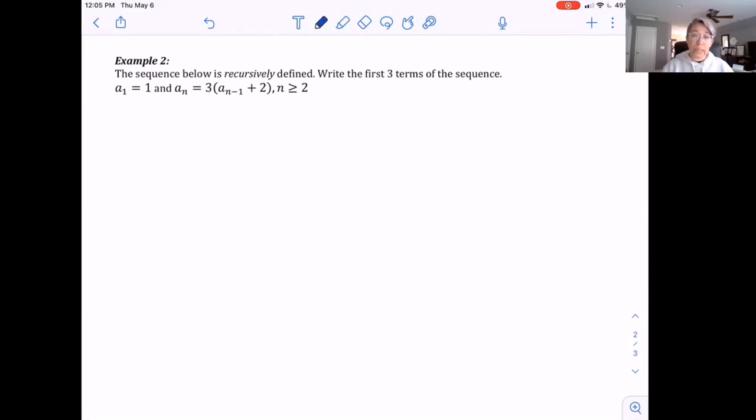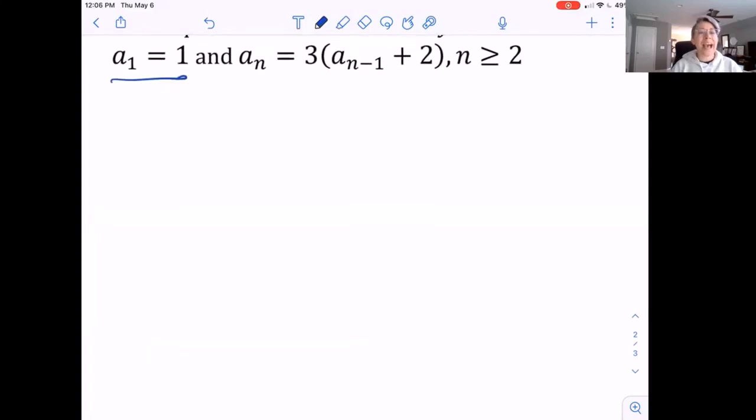Our last example gives us a recursively defined formula, which again means that we have to know the term before it. And we want to write the first 3 terms of the sequence. Notice that they had to give us the first term in order to start. So even though it said the first 3, let's go ahead and do the first 4 so we can get the practice, because A sub 1 is given to us. So we know A sub 1 is 1.